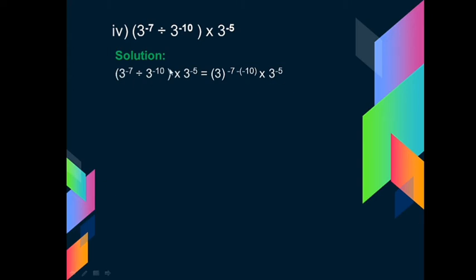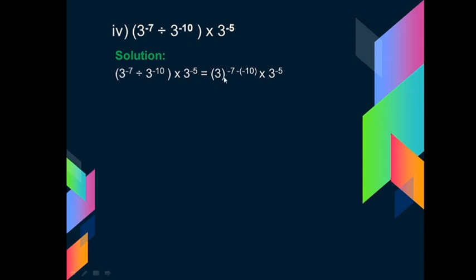So here first we will simplify the bracket, and what is given in the bracket? Bases are 3 and bases are equal, as both bases are given as 3. Exponents are different, that is minus 7, and here it is given minus 10, and it is given in the form of division. So here we will use the law, and according to that law we have to do the subtraction between the exponents. So that is a^m / a^n = a^(m-n). So that's why here we did a^(m-n).